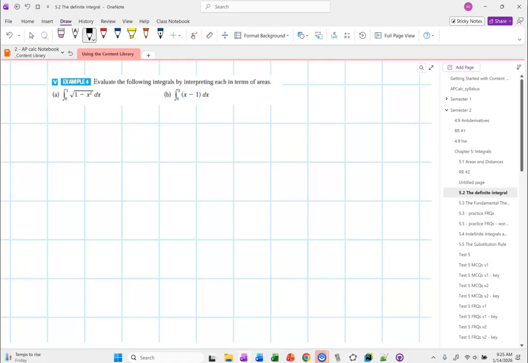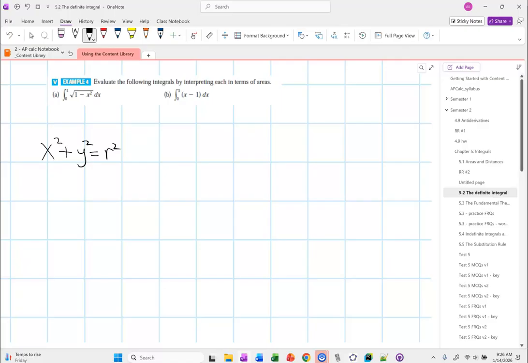When you see the square root of 1 minus x squared, what do you see? Wait. What picture is that in your head? If I write this, what do you see in your head? Circle. Circle! That's what I'm talking about.